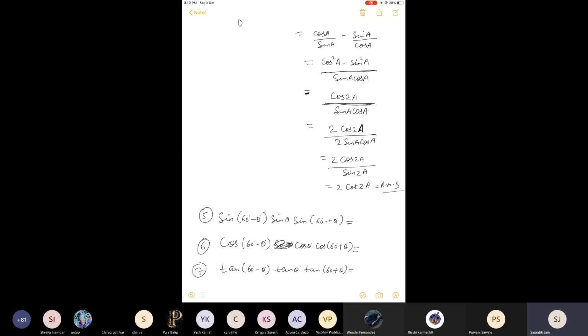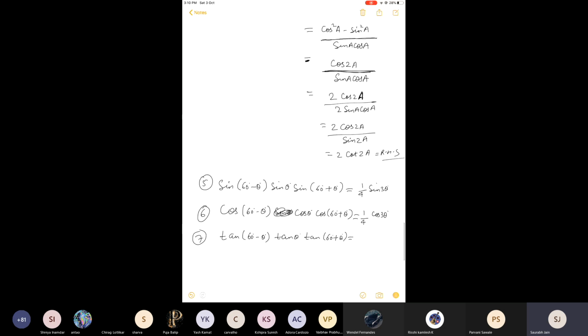Okay, so the fifth one, the formula is 1 by 4 sin 3 theta. As I'm constantly repeating, please note down these formulae right now. Then 1 by 4 cos 3 theta. And the last one is only tan 3 theta, no 1 by 4, because it will be cancelled when we divide the fifth and sixth result.